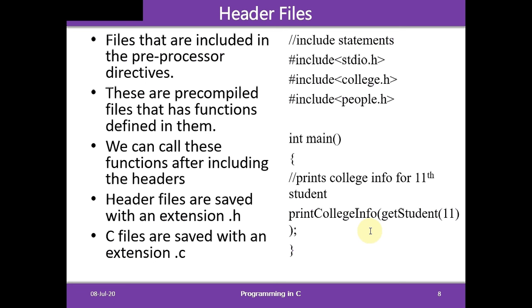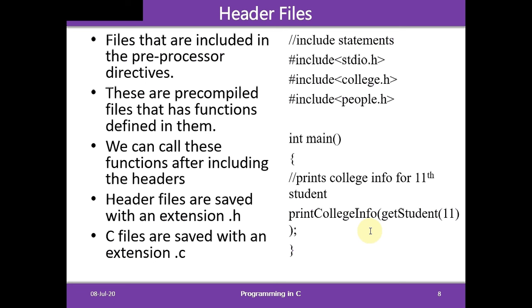If you look below, print college info is a function that is declared inside the college.h header file, and people.h is a header file which consists of the function get student with an integer parameter as the input. Get student is a function which gets an integer as the input. Here, get student is getting 11 as the input, so it gets the student information of serial number or roll number 11. Then you print the college information of the student.